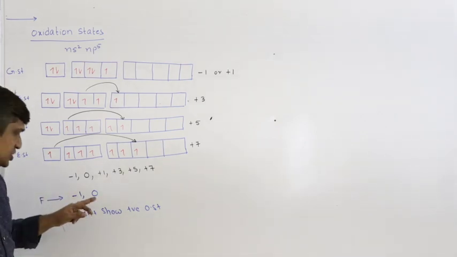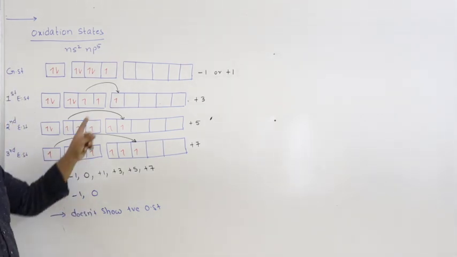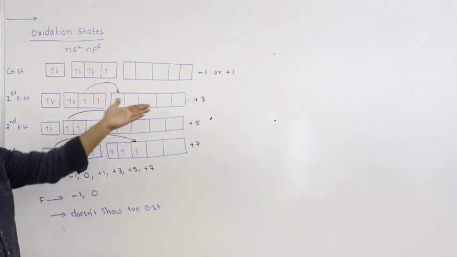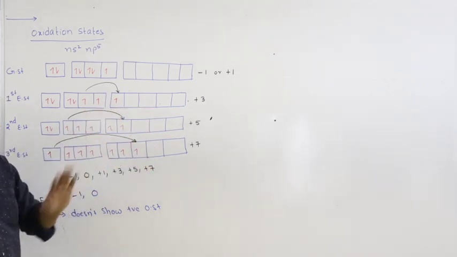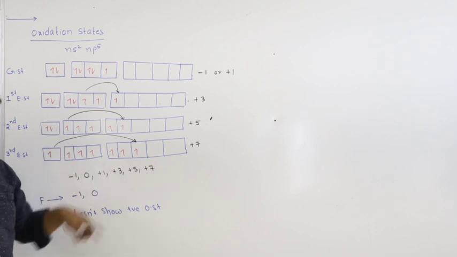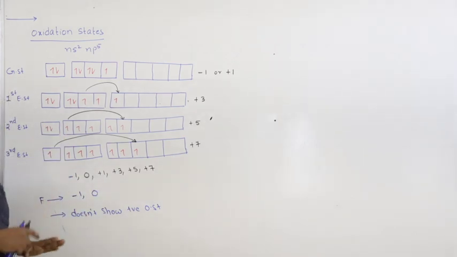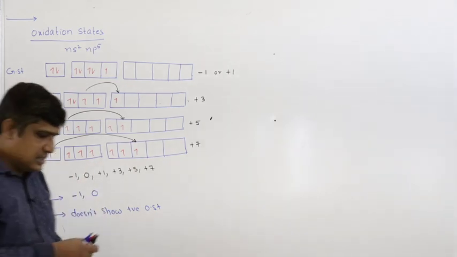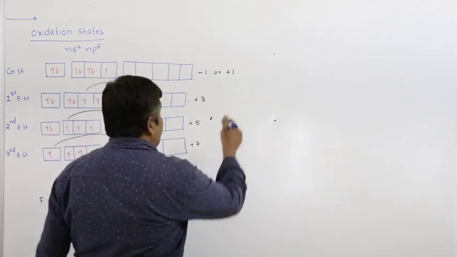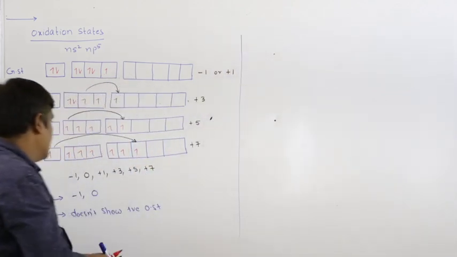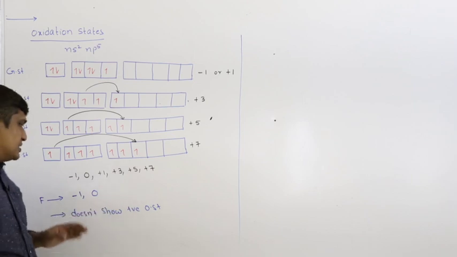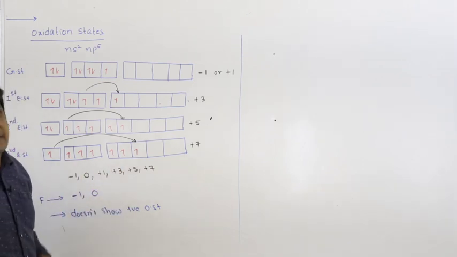In elemental state it shows 0. Next, there are no d orbitals, so there is no question of showing higher positive oxidation state. Even if it possesses d orbital, there is no other element which can oxidize fluorine. Therefore, fluorine only shows -1 in any of its compounds and 0 in its elemental state. Other elements show all these oxidation states ranging from -1 to +7.